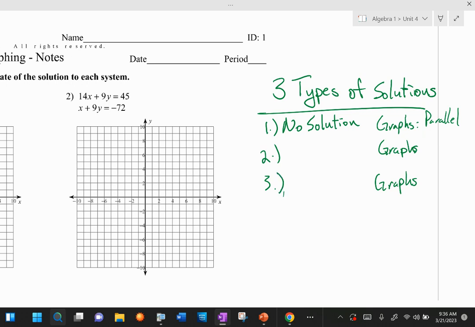Okay, another type of solution. Mackenzie. Infinite. Infinitely many. What does that graph look like? It's the same line.